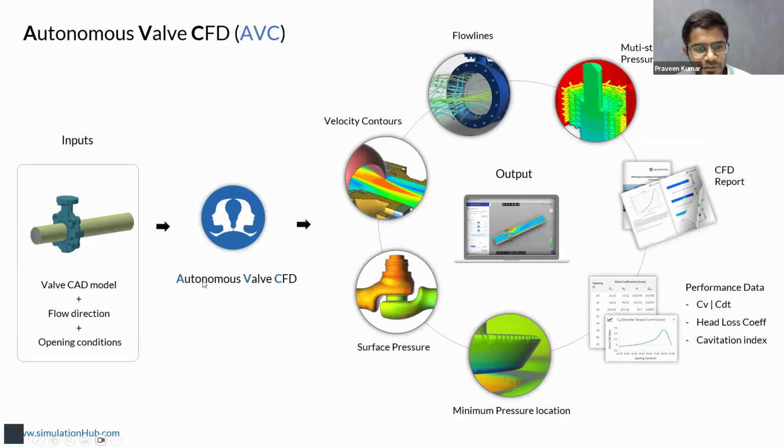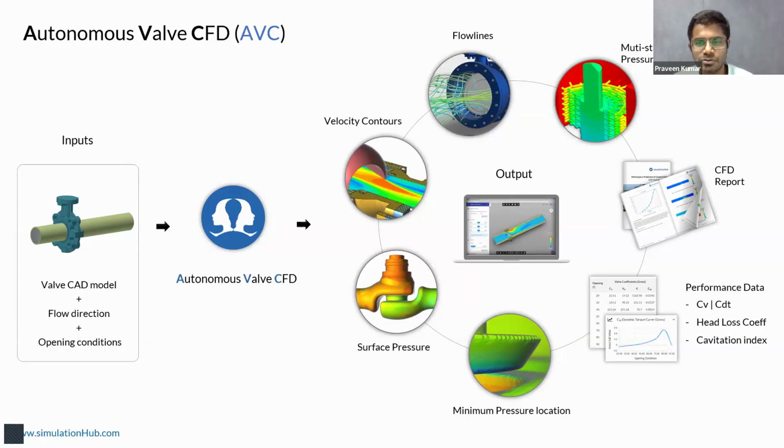Once these things are available, the app will provide you with a set of typical qualitative post-processing results like flow lines, velocity contours, and surface pressure, and also the quantitative results, which are the main part: the CV curve, CDT curve, head loss coefficient, cavitation index, all the valve performance data, all combined in one consolidated report. This gives you the complete, typical conventional CFD report that you can hand over. So all these things happen autonomously.